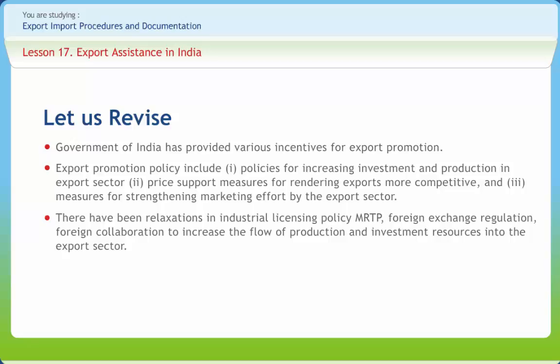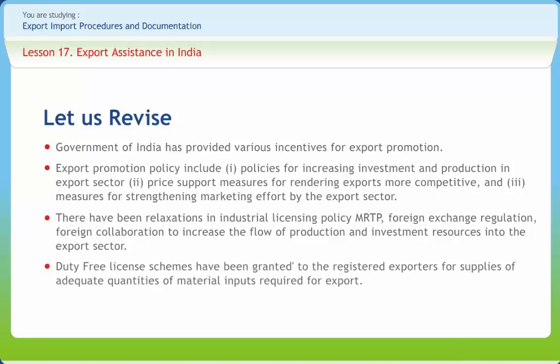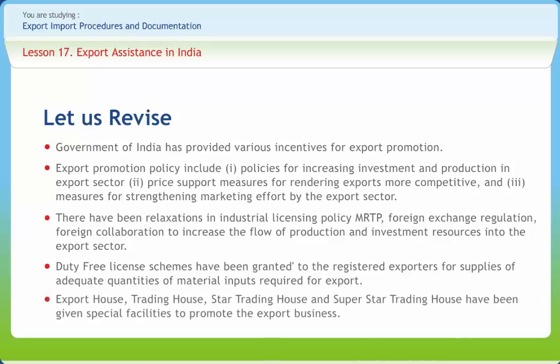Apart from the provisions made for liberal import of capital goods, export processing zones, export-oriented units have been given completely license-free and duty-free import facilities for all production inputs. Duty-free license schemes have been granted to the registered exporters for supplies of adequate quantities of material inputs required for export. Export House, Trading House, Star Trading House, and Superstar Trading House have been given special facilities to promote the export business.